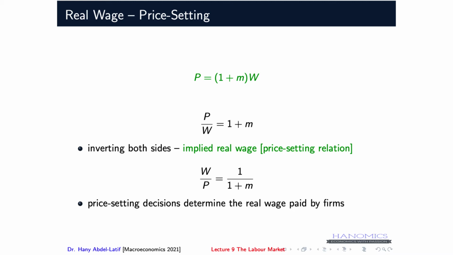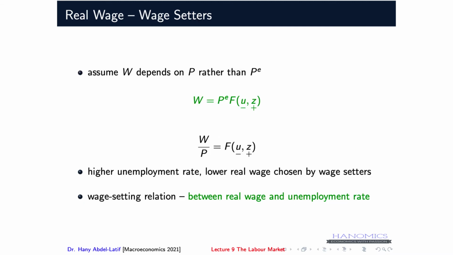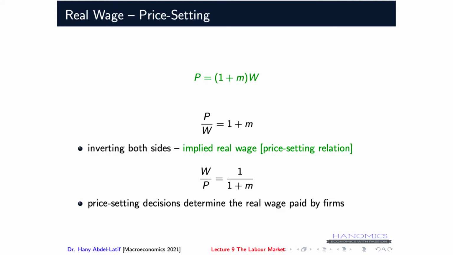So this is kind of the price setting decision. And here, this is the wage setting decision. So W over P, and this is again W over P. From the wage setting side, that depends on the unemployment rate and Z. And from the price side, that depends on 1 over 1 plus M, and M here is the markup. Okay? So remember when we said firms usually set their prices according to some markup, which we called M. So some markup over the costs.